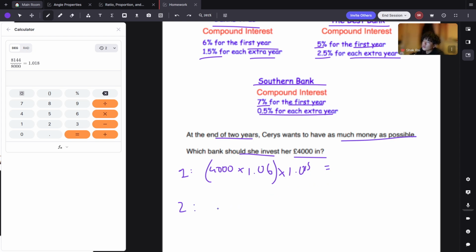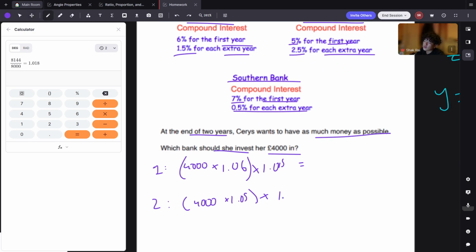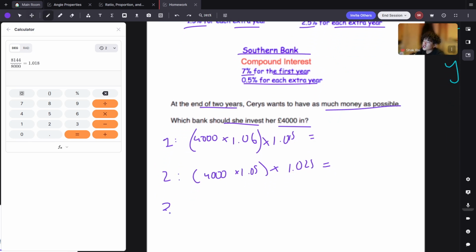For bank 2, it's 5% for the first year, so 4,000 multiplied by 1.05, multiplied by 1.025 every subsequent year. For the last bank, we have 4,000 multiplied by 1.07, then multiplied by 1.005.